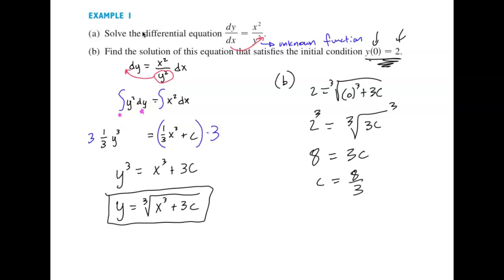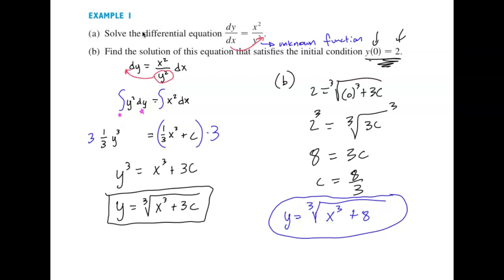And then plugging that back into my function, I'm going to get y equals the cube root of x cubed. And when I plug in 8 over 3 for c, that's just going to give me plus 8, right? So Dylan, if you would have just said plus c instead of 3c, when you solved for c here, you would have gotten 8, and you would have still gotten this same exact function. Does that make sense? But you're absolutely right with that logic. You could have just renamed 3c as just c again.